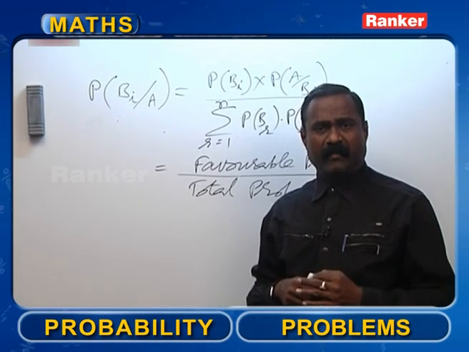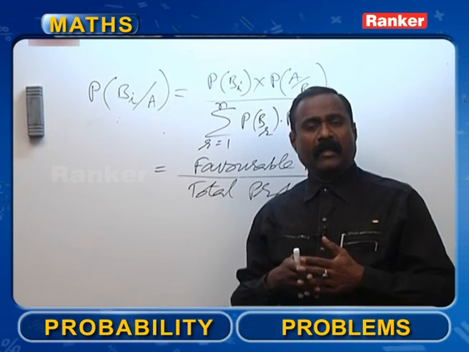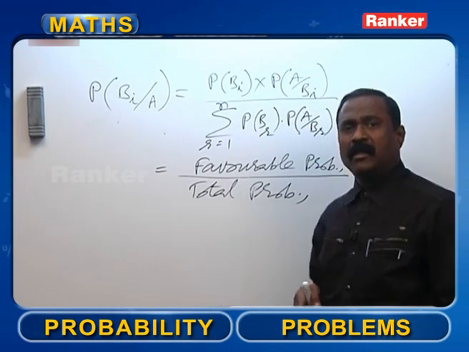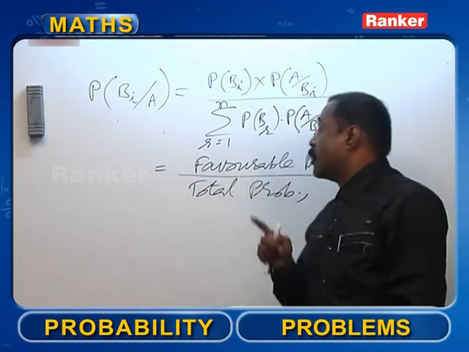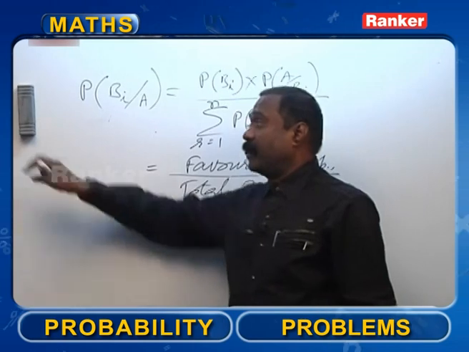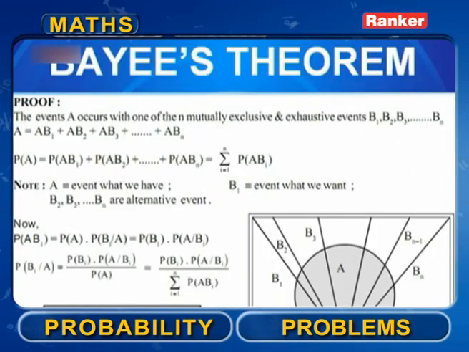So understand Bayes theorem like this. A particular event occurs with many events. Then if you add the probabilities of all of them, you will get the total probability. And if you want that particular event to happen with a particular event, then you have to take that to the numerator, which is nothing but the favorable probability. If we take a problem on this, you will understand it better. The proof of the Bayes theorem is also important for you at the boards level, so learn the proof also. It is very simple.